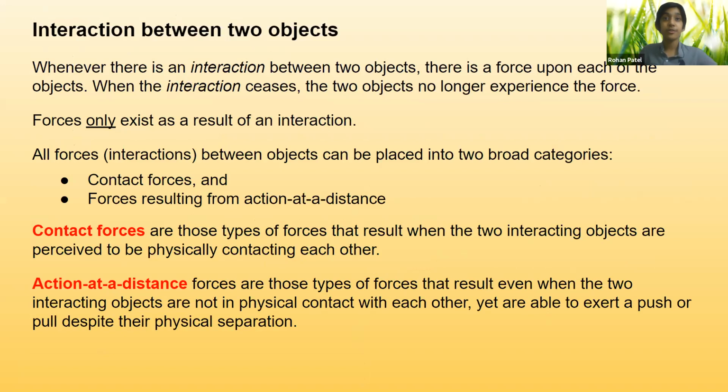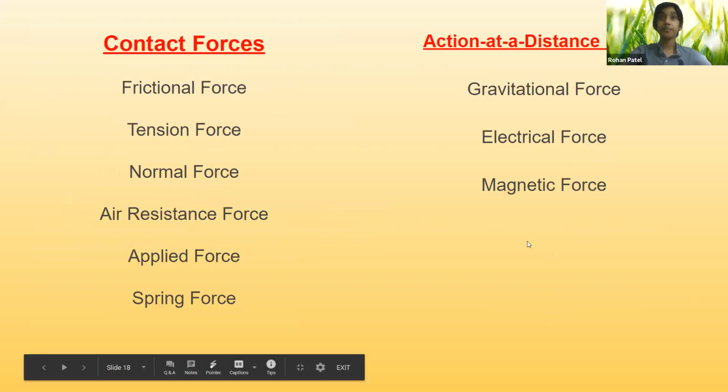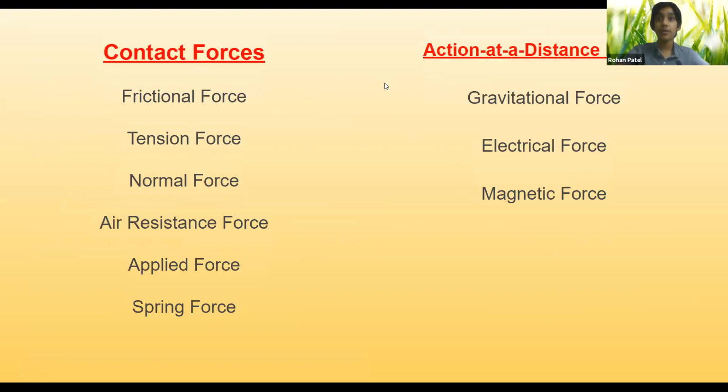All forces, or interactions, between objects can be placed in 2 broad categories: contact forces and forces resulting from action at a distance. Contact forces are those types of forces that result when the 2 interacting objects are perceived to be physically contacting each other. Action at a distance forces are those types of forces that result even when 2 interacting objects are not in physical contact with each other, yet are able to exert a push or pull despite their physical separation. So here are some examples of each of the types of forces.